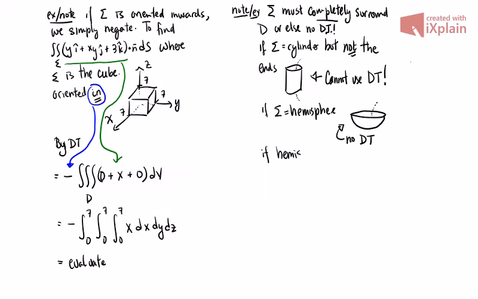So if the hemisphere had a lid, then it's okay. Because then it's surrounding a solid hemisphere and then everything's good. So that's a little note there, along with some pictorial examples. So next example note.